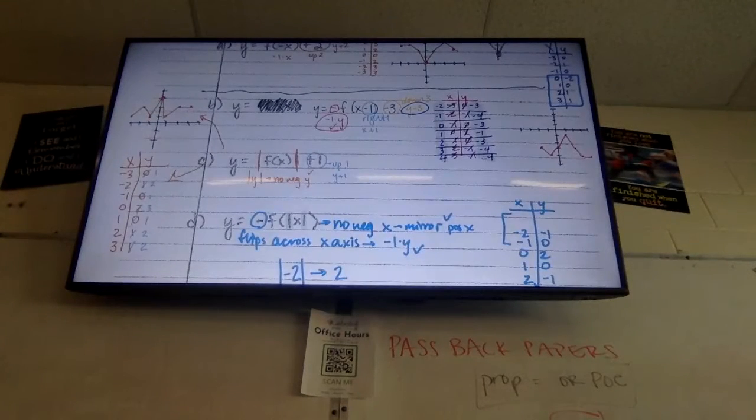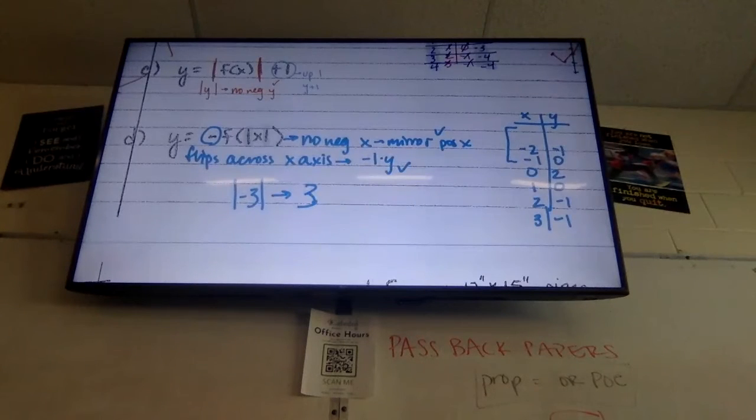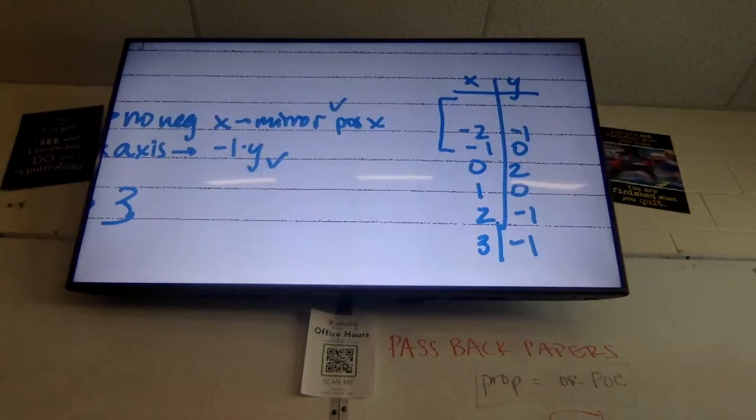We got to do one more. Now we got to do the 3. I know, I see you, Max. I'm going to get you in a second. If I do absolute value of -3, that's the same thing as plugging in 3. And if I plug in 3, what would my y value be?